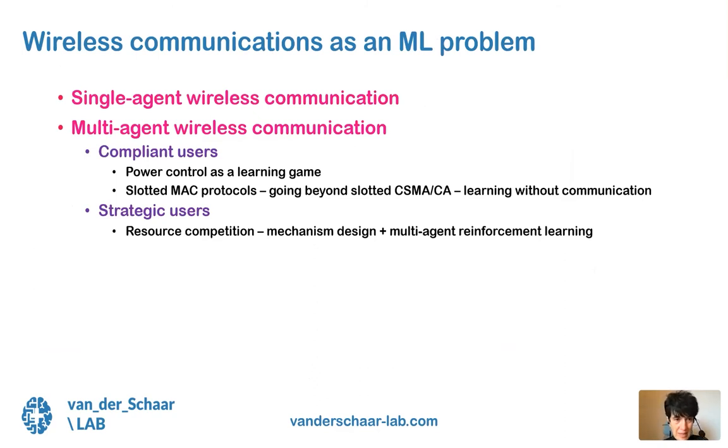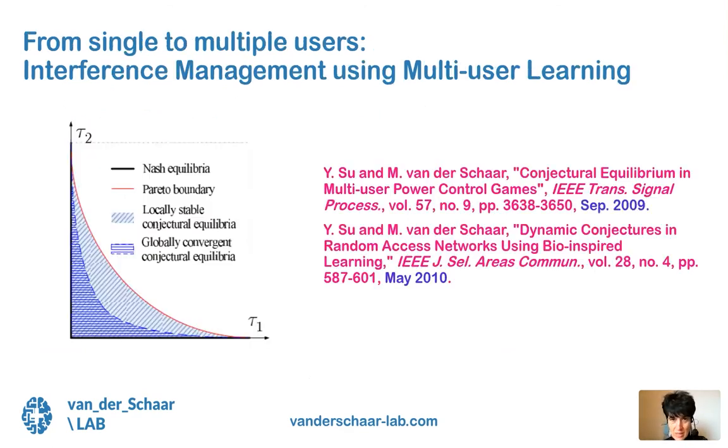Let me now move from this single agent wireless communication setting into the multi-agent wireless communication scenario. I'm going to start with the compliant user scenario and move to the strategic user scenario. So if it is for us to transmit information over a wireless spectrum, we know that the wireless spectrum is shared across multiple users. So actions and decisions that are selected by one layer are going to influence not only the utility of the current transceiver, but also the utility of other transceivers. So this turns from a single agent learning problem into a multi-agent learning problem.